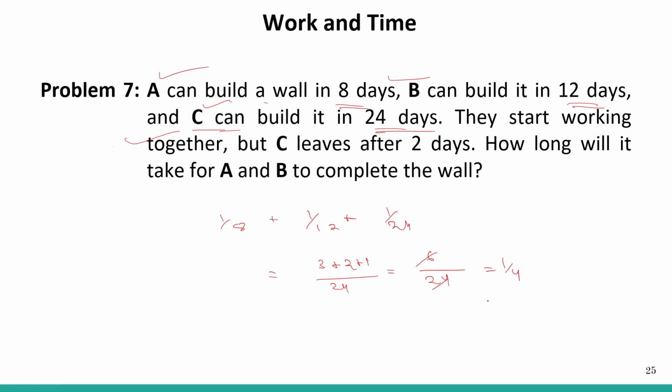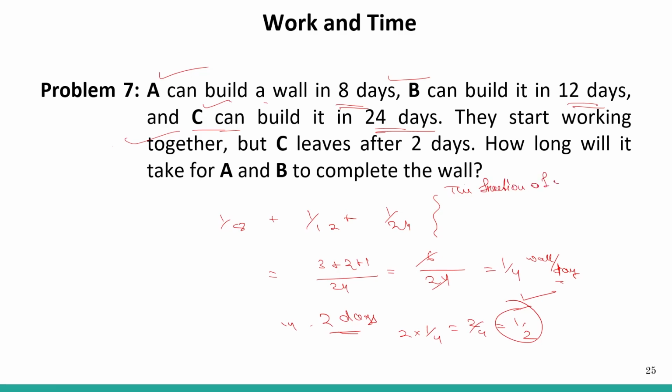In 2 days, that is 1 per day, the fraction of work done will be 2 into 1 by 4, which is equal to 2 by 4, which is equal to 1 by 2. So half of the wall is actually built. Now C leaves. So right now the fraction of work remaining is equal to 0.5. So 0.5 is the amount of work remaining.